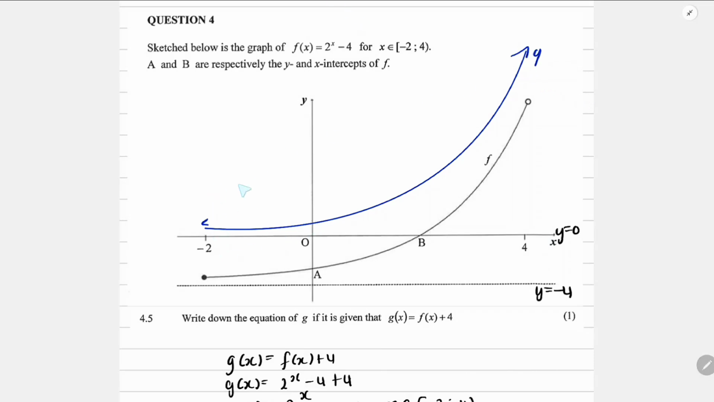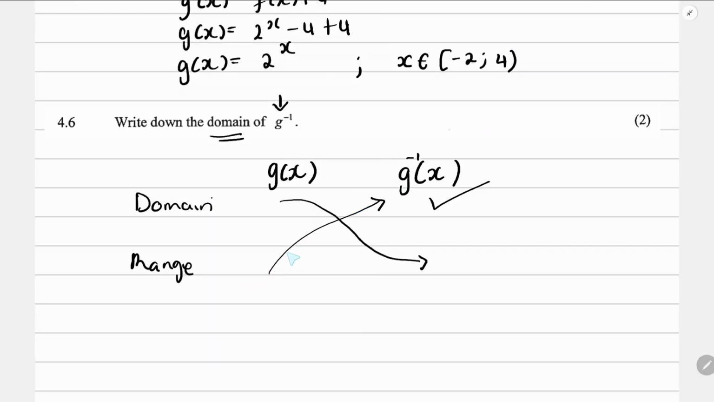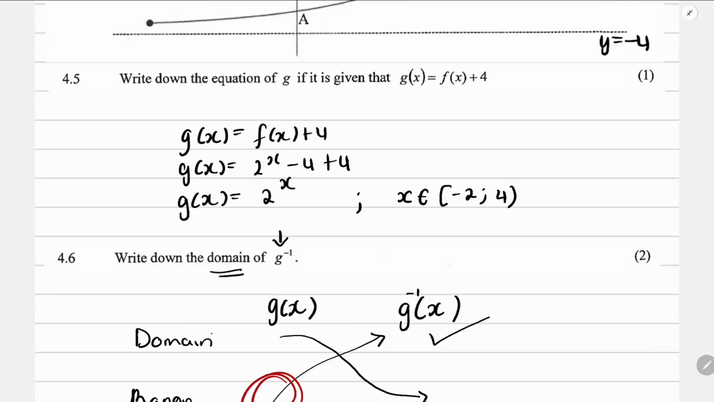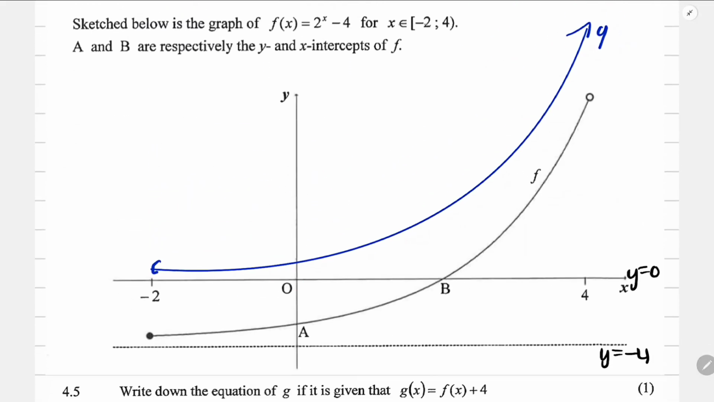Now, this graph of g is also restricted to this domain as well. Remember what we're trying to find, okay? The domain of the inverse. And we know that the domain of the inverse is found by finding the range of the original. So we'll find this one first. Okay, let's find the range of the original. So if our graph is g, right? And this is the graph of g here.